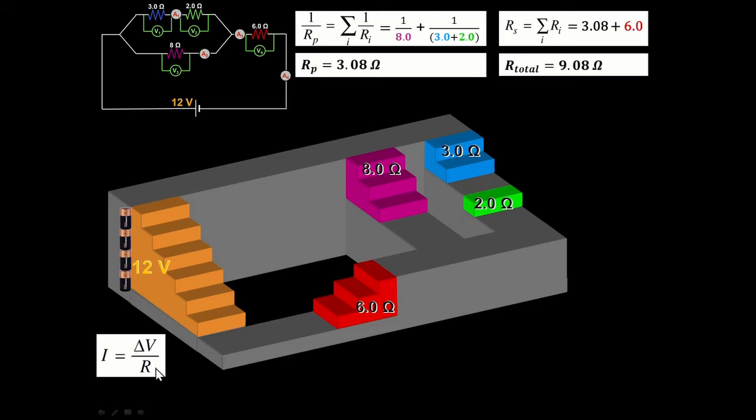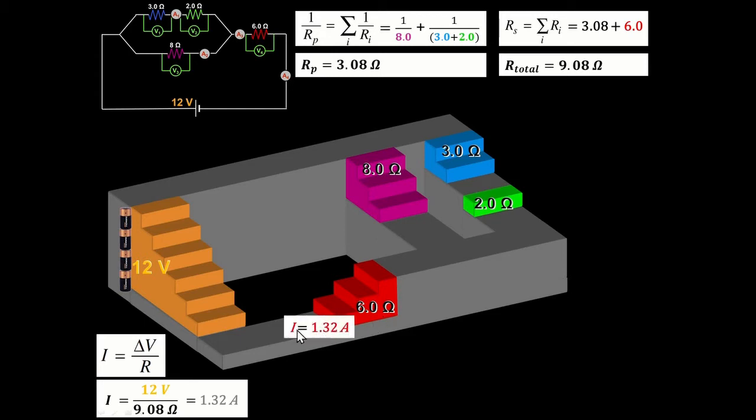Because now that we know we have a total resistance of 9.08 ohms with a total voltage of 12 volts, we can find out how much current there's going to be in total. So all along here and all the way up to right here, we'd have 1.32 amps. From here all the way to over here, we would also have 1.32 amps. The current only changes when it branches and splits. So I'm going to have 1.32 amps running through that single resistor.